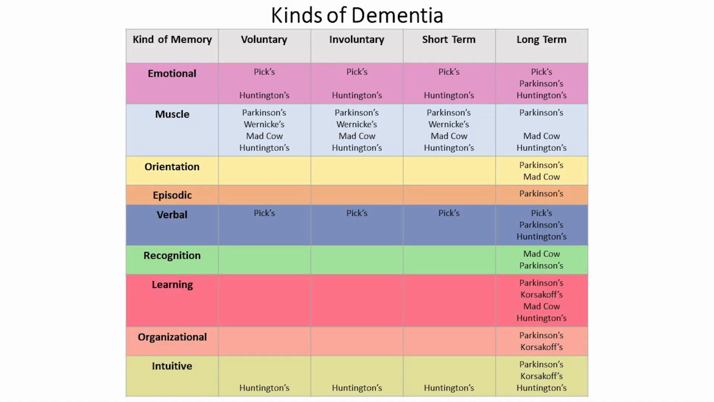Next is Huntington's disease. Huntington's is a genetic disease. It causes premature and permanent breakdown of neurons. The symptoms span the gamut. First, there are problems with muscle memory, emotional memory, and intuitive memory, and then it affects verbal memory and learning. But it's progressive, so nothing improves over time, making the early symptoms both short-term and long-term. So here it is on our chart.